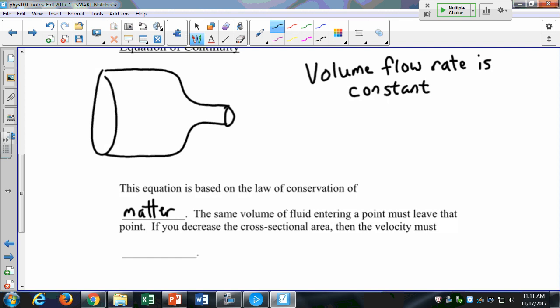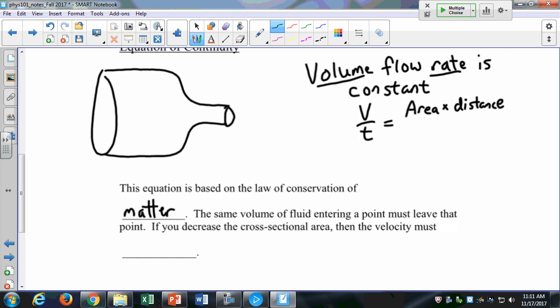The volume flow rate is a volume over time, right? Volume and rate. Rate should tell you that it's over time. So that's volume over time. This is equal to, I can think about a volume, and we've seen this before, as an area times a distance.